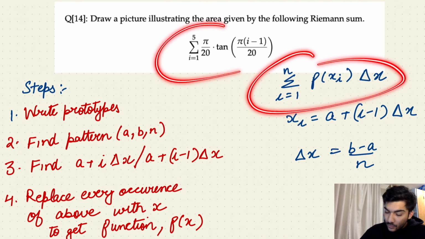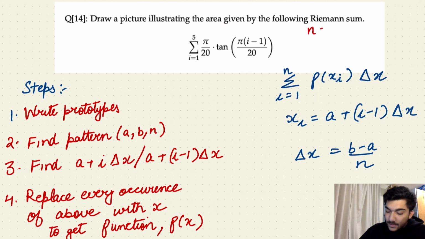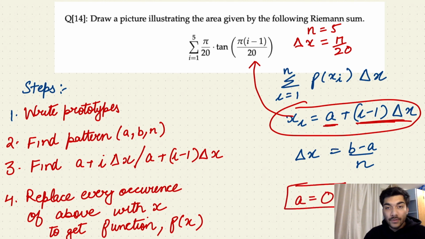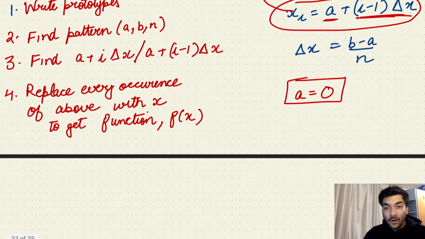And if I compare both of these sigma notations, I can easily see that n is equal to 5, delta x is equal to pi by 20, and i minus 1 matches with i minus 1, and delta x is pi by 20, which indeed matches. But I don't have an a, so this gives me an idea that in this case a is 0. So I'll write a equal to 0. Now I have n equal to 5, I have a, and I have delta x as well. And now I'll just solve for b.